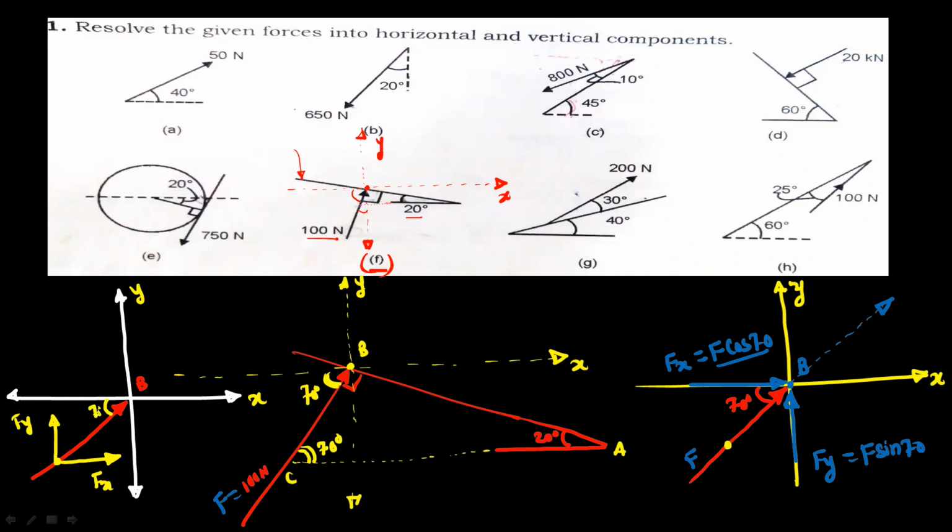If this is 70 degrees, this angle will be 70 degrees. And now you can resolve the force. So your Fx value is equal to, Fx is adjacent to angle 70 degrees, so it is F, that is the net force, into cos 70, and Fy, net force is F, and as Fy is opposite, it is sin 70.